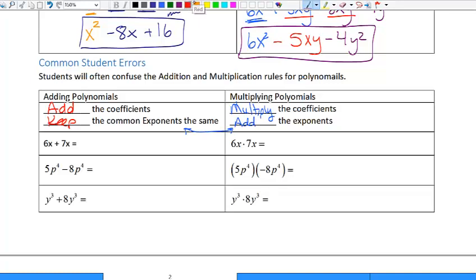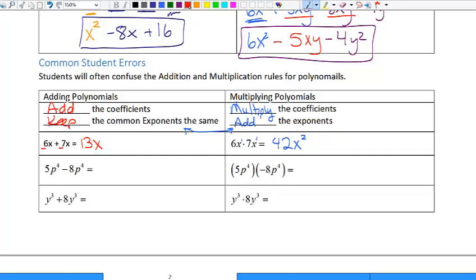So let's practice these real quick. 6x plus 7x, because I'm adding, I add the two coefficients to get 13x, keep the common exponent the same. So x to the invisible 1 stays the same. But when I multiply 6x times 7x, notice these are the same two terms, I'm just multiplying this time. I multiply my coefficients to get 42, and I add my exponents. x times x is actually x squared. Add 1 plus 1 to get 2.